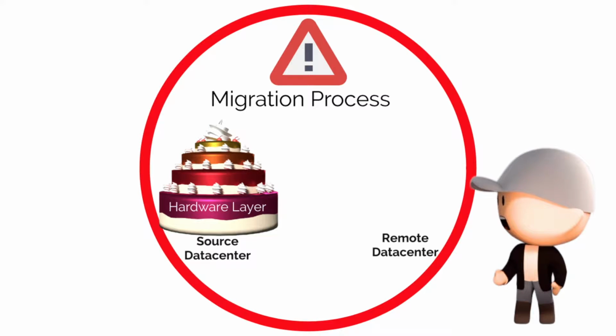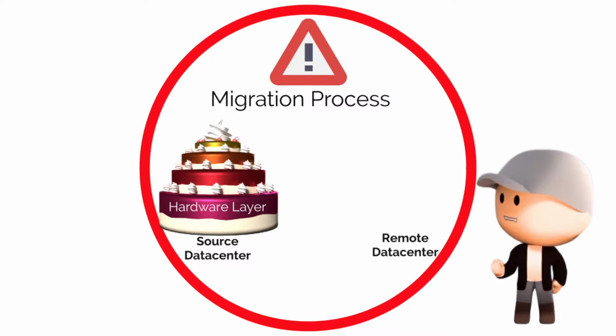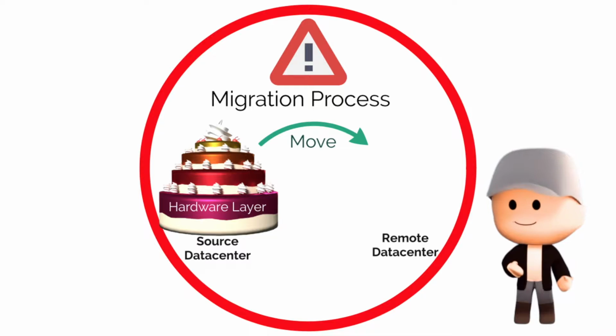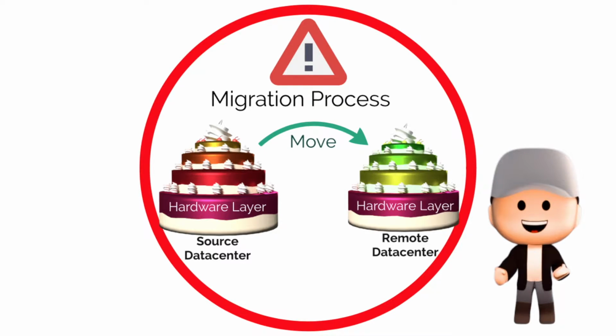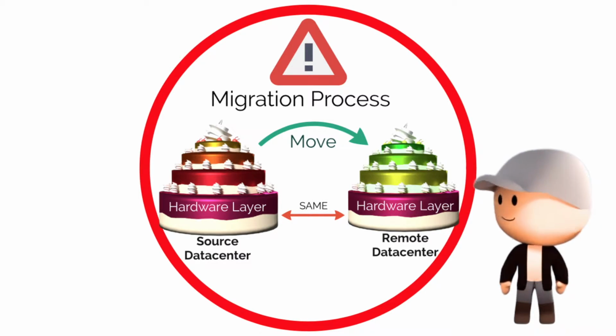When a natural disaster happens, the data and services from the source data center must be moved to a remote data center, so clients may continue to access business critical information. In order to do this, a remote data center must have the same structure as the source data center. The hardware layer on the remote data center will have the same elements as the source data center.